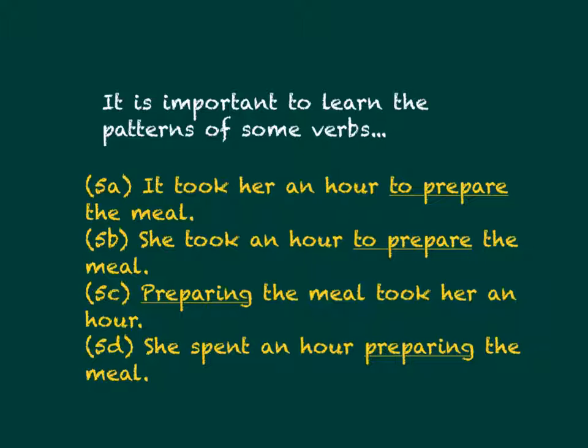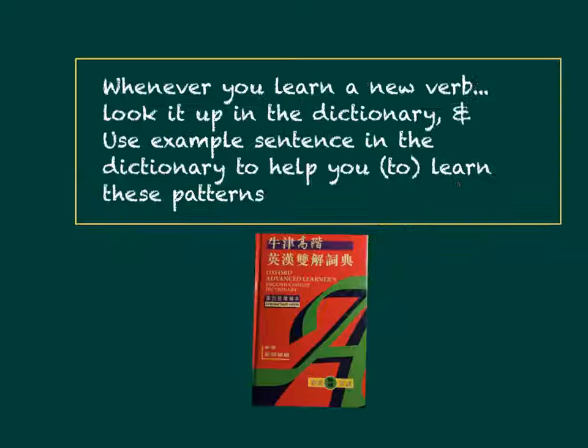How to say 他花了1個小時去準備晚飯? We can say it took her an hour to prepare the meal. Or she took an hour to prepare the meal. Or preparing the meal took her an hour. Or alternatively, she spent an hour preparing the meal.